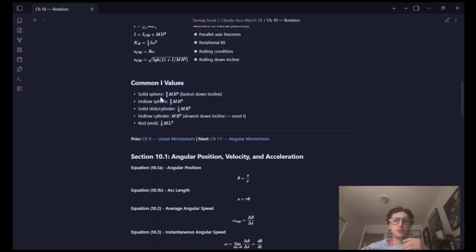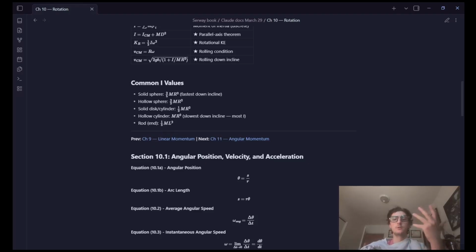It's moments of inertia for common things. A solid sphere has this moment of inertia. A hollow sphere has this moment of inertia. The capital M is always the total mass of the object, and R is some kind of radius. So a sphere has a radius, a hollow sphere has a radius, a solid disc, like a coin, has a radius, a hollow cylinder has a radius, and a rod has a length.